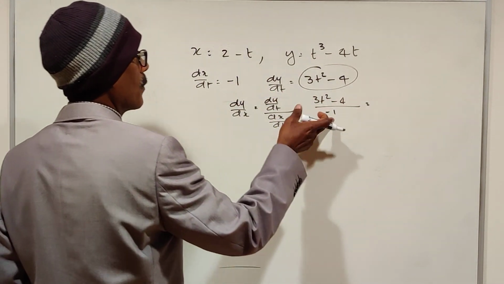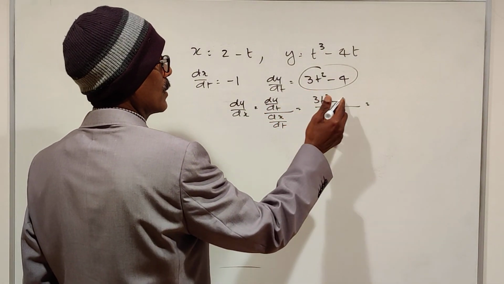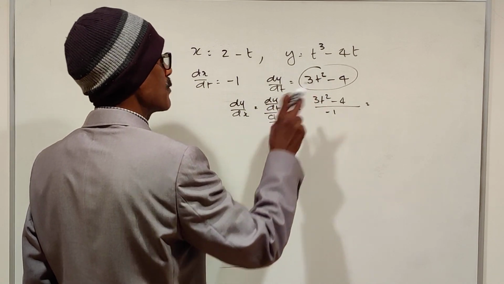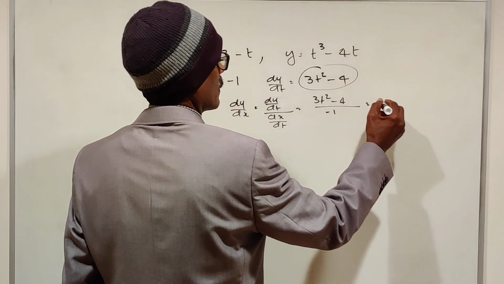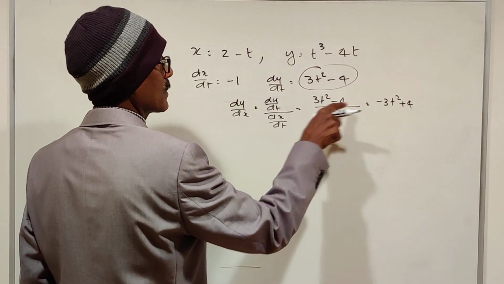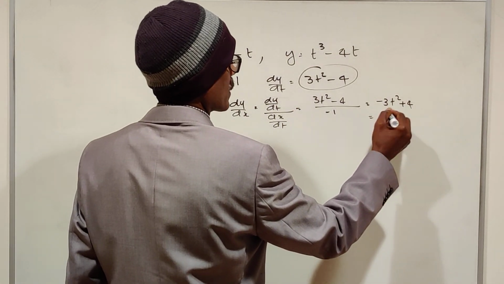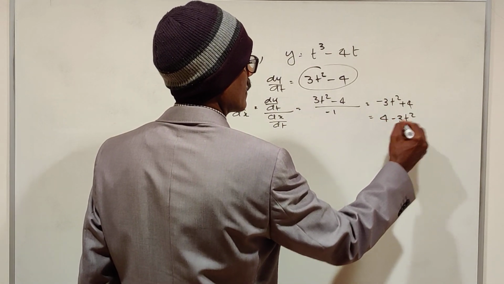So when you divide numerator and denominator by minus, you need to multiply minus on the top, that is enough. That is minus 3t square plus 4. Minus into plus is minus, minus into minus is plus. Okay, I will write 4 first: 4 minus 3t square. This is the answer.